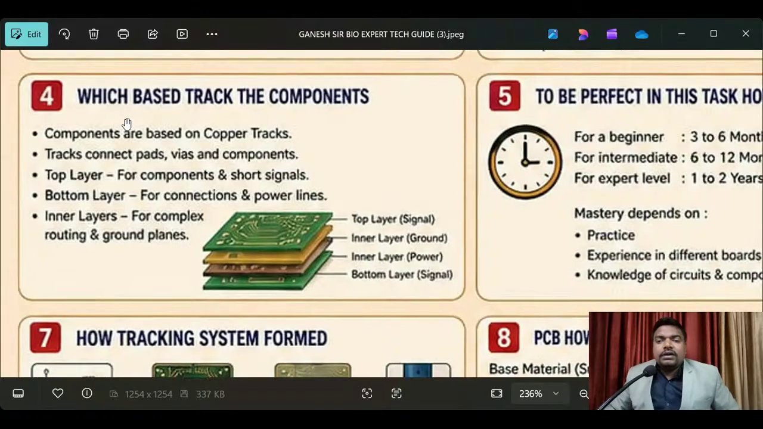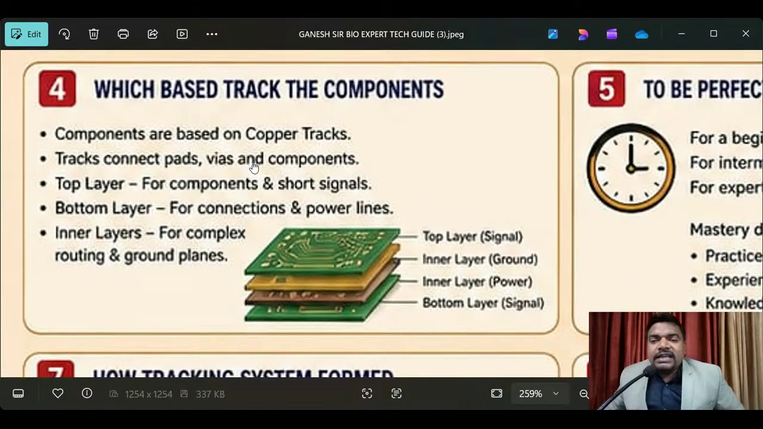Yes, come on. Now, biomedical engineers, what we are discussing till now is the PCB trace procedure purpose. Okay, step by step we are going. Here, how basic PCB purpose works, I'm going to give you a complete guide in this live session. Now, which base track the components? This is very, very important.